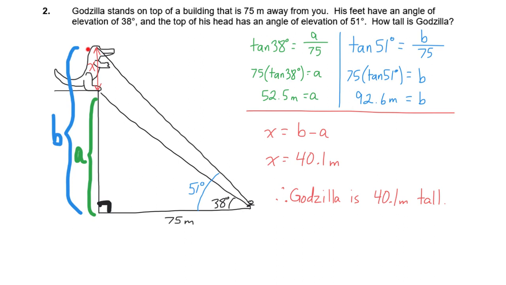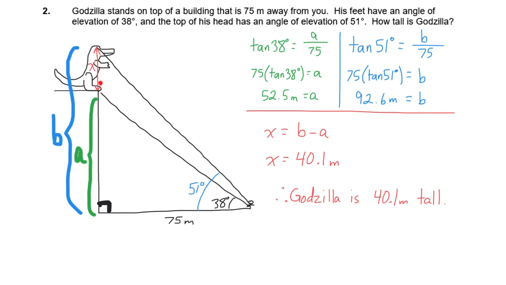The large triangle, so side B is in the large triangle with a 51-degree angle. B is the opposite side, 75 is the adjacent. So again, we're using tangent, but this time the angle's different, 51 degrees. So tan 51 equals B over 75. Multiply 75 and tan 51 to get B, it's 92.6.